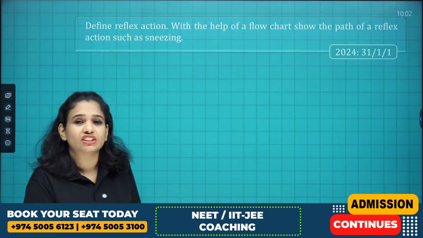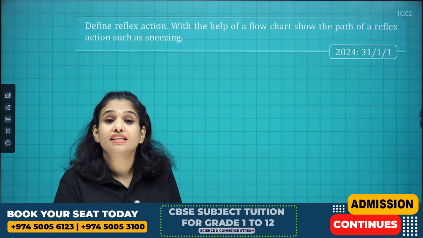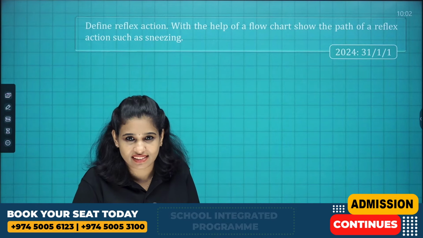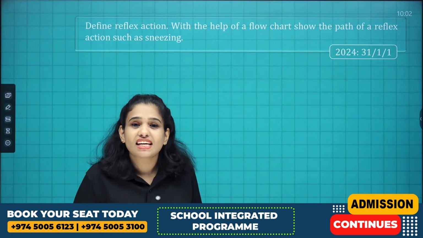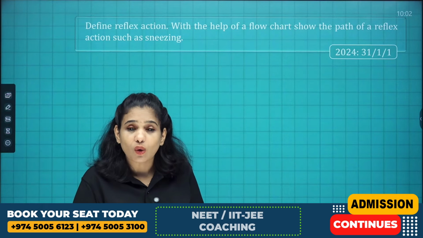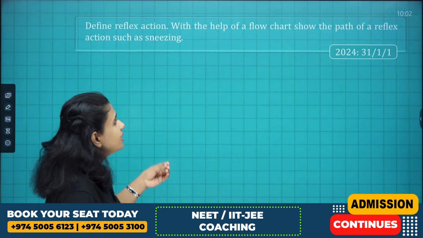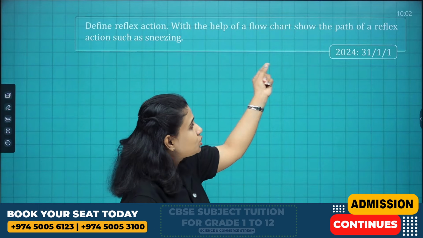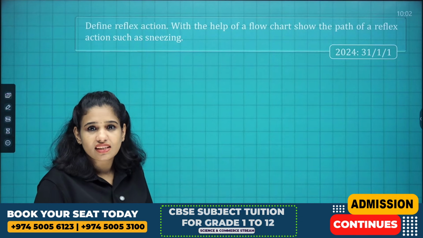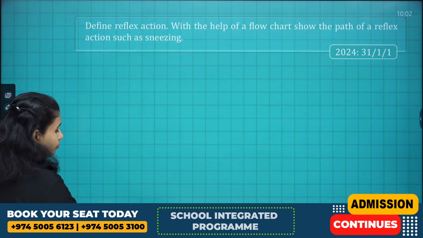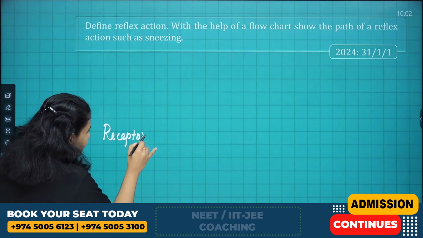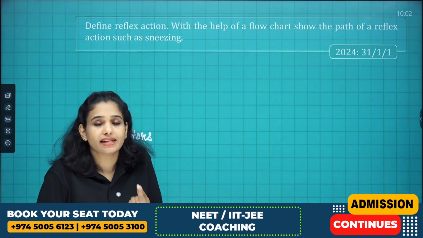So, define reflex action. What is reflex action? It is the sudden, unconscious and involuntary response to a stimulus. Sudden, unconscious, involuntary response to a stimulus is called reflex action. Now, you have to demonstrate here the chart which shows the path of reflex action, that is sneezing. For sneezing, it should start from the receptors, that are olfactory receptors, from the nostril.